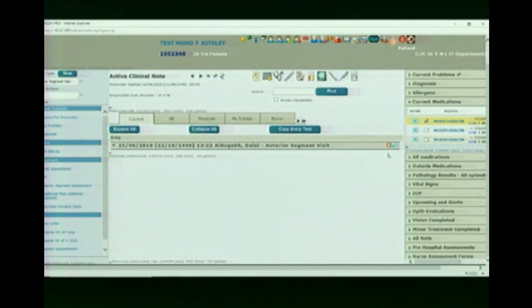Also, you can retrieve any previous entered data, for example, what was entered by the ophthalmic assistant for the vision and IOP. You can just confirm that and enter it in your note automatically in just one click.